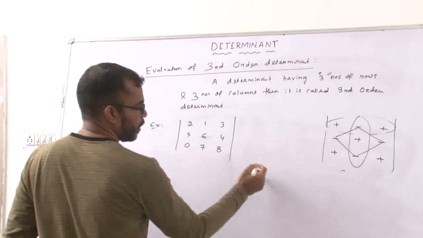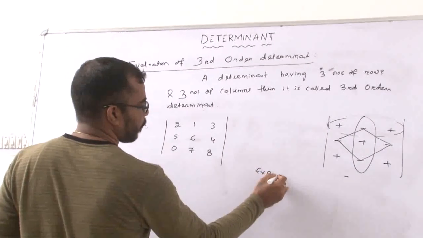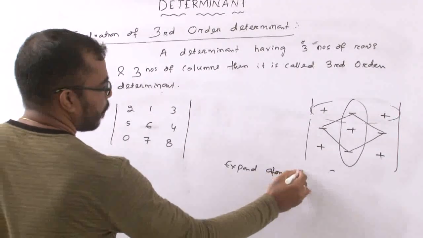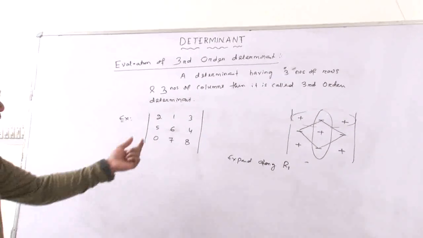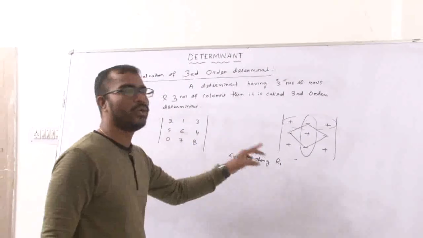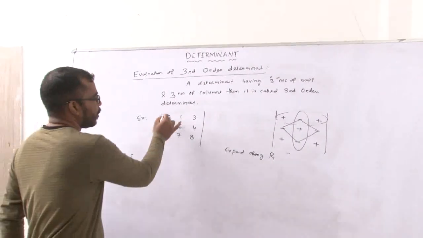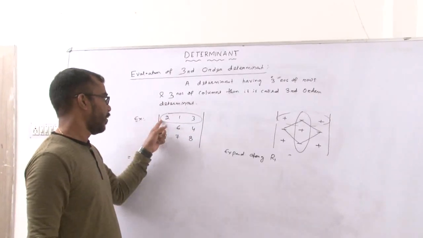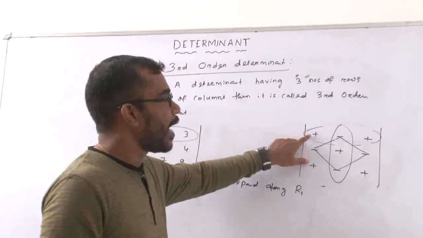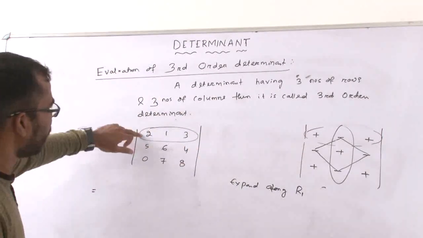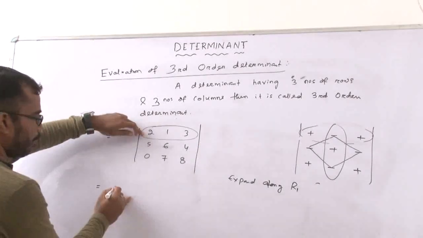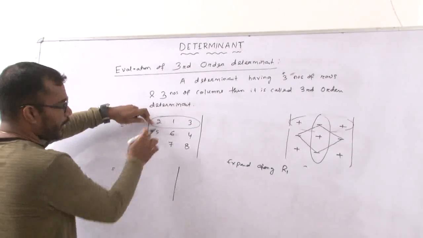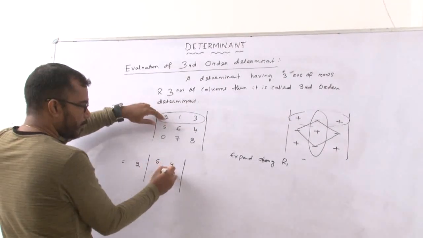So in this example, suppose we expand this determinant along R1. In R1, these are the elements, that is 2, 1, 3. And then we have to find the sign of each element. In R1, first is positive, so plus 2 into, we delete the row and column containing 2, so we get 6, 4, 7, 8.